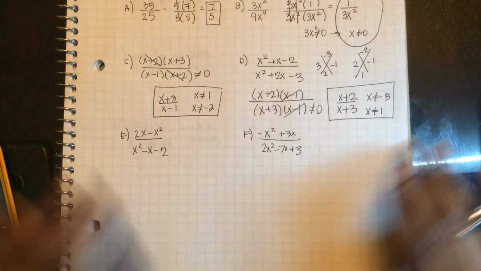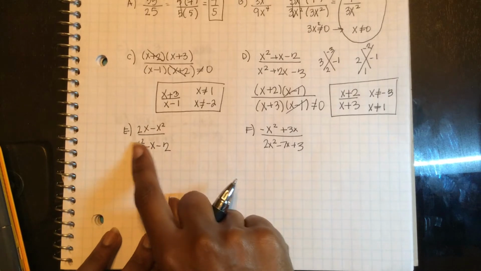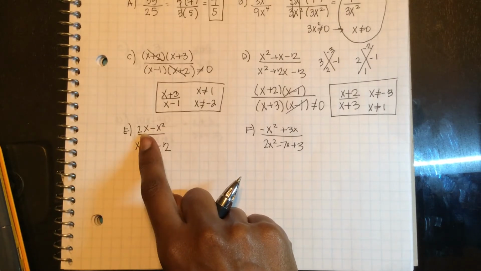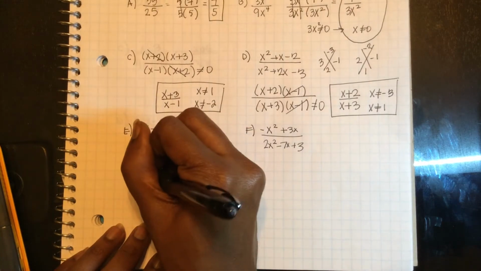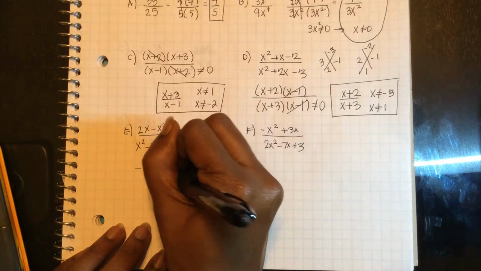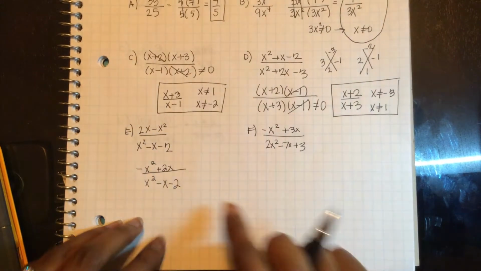So E and F here are a little bit of special cases because when we put our polynomial in standard form, our leading coefficient is negative. For instance, E, if I'm trying to factor this, the best way to look at a polynomial before you factor it is in standard form: -x squared plus 2x over x squared minus x minus 2.